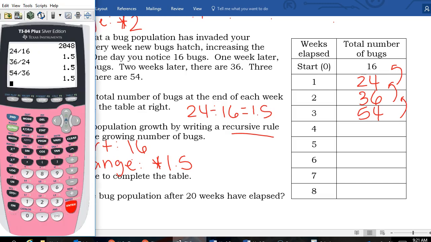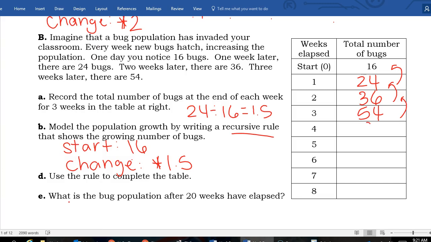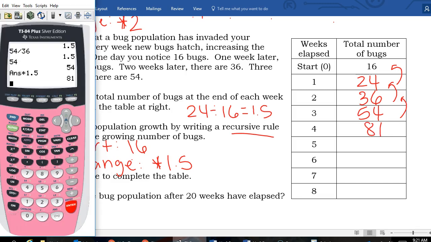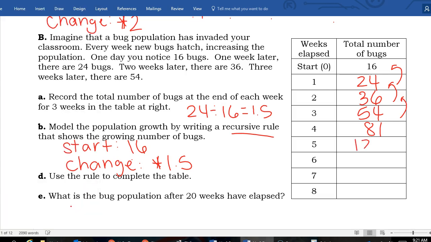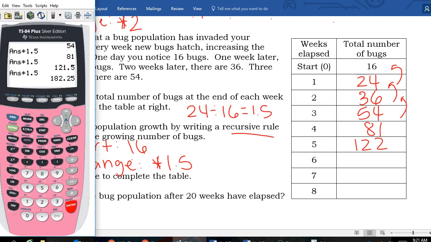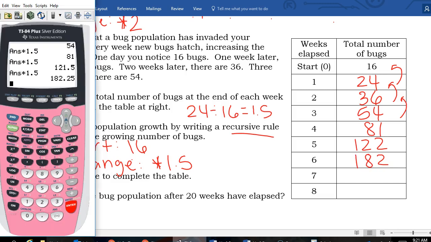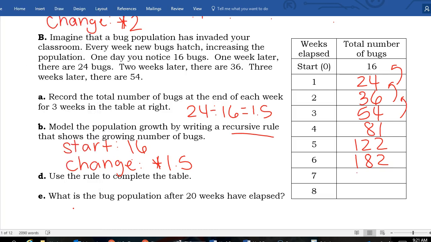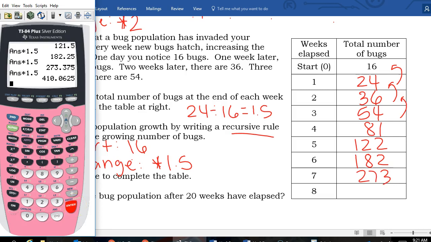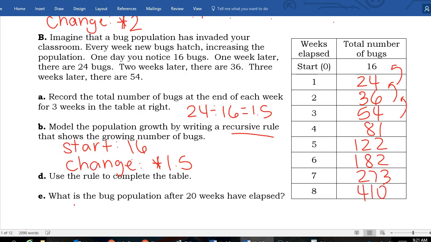So I can keep going now. If I take my 54 and I multiply by 1.5, that tells me I will have 81 next week. And I'm going to multiply by 1.5 again, and I'm going to round it to 122. Hopefully there's no half bugs crawling around. And we're going to round this one to 182. And we'll round this one to 273. And our 8th week is going to give us 410 bugs crawling around the classroom.